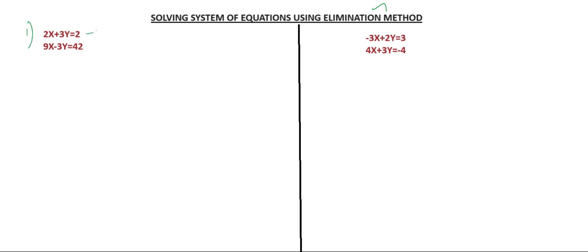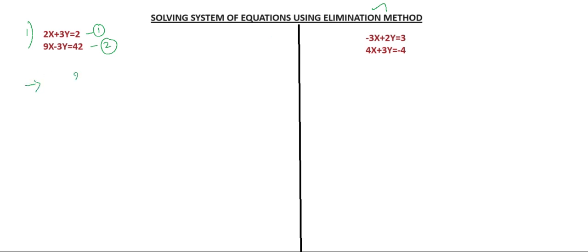Today we will see how to solve the system of equations using the elimination method. Let's go with the first question: 2x plus 3y is equal to 2, and 9x minus 3y is equal to 42. In our previous videos, we solved systems of equations using the substitution method, which was very easy. The elimination method is a bit simple too, but we have some steps to follow. I'll be explaining what they are.